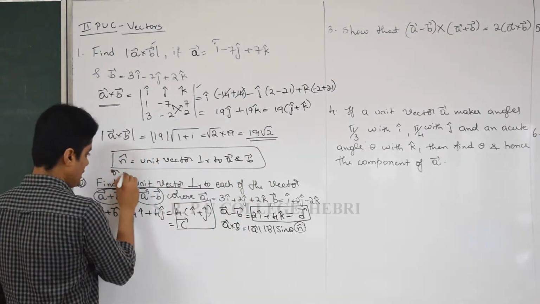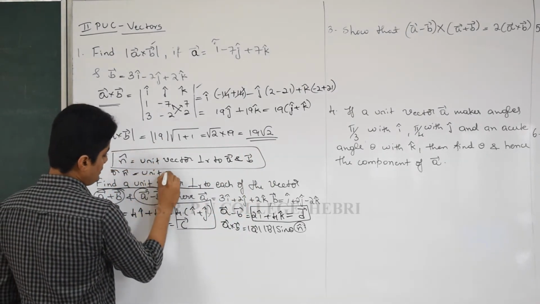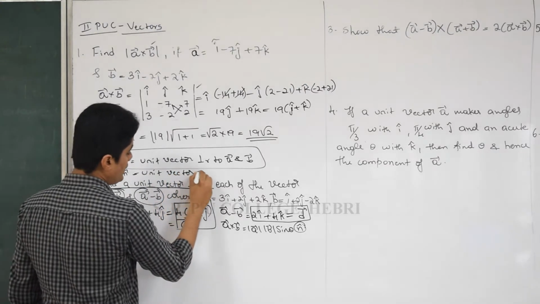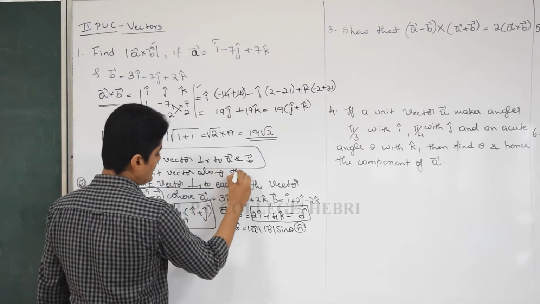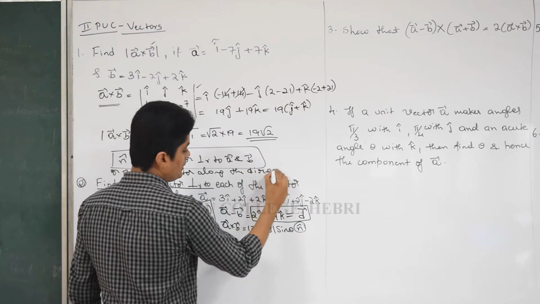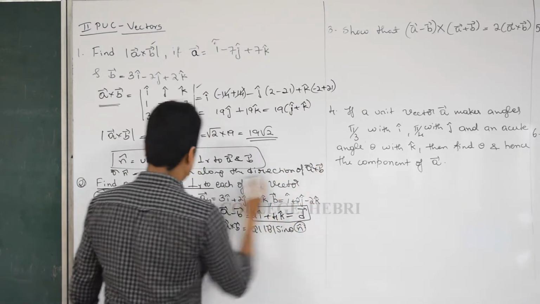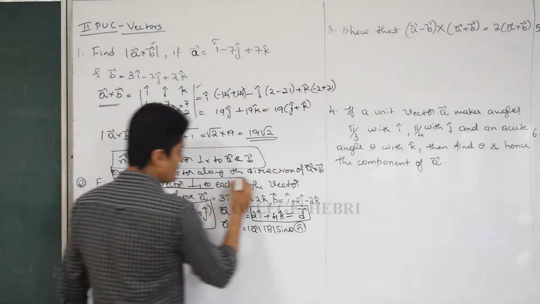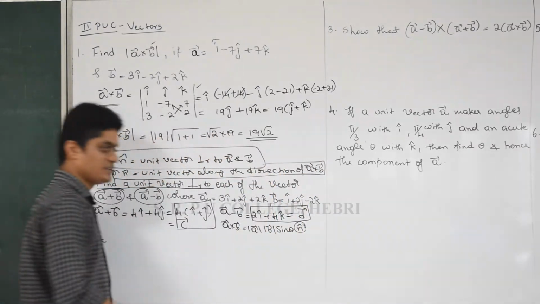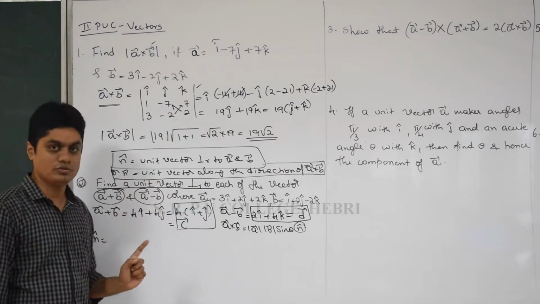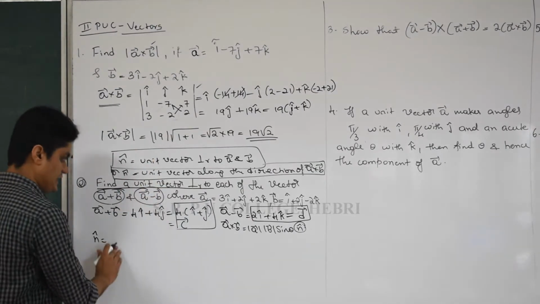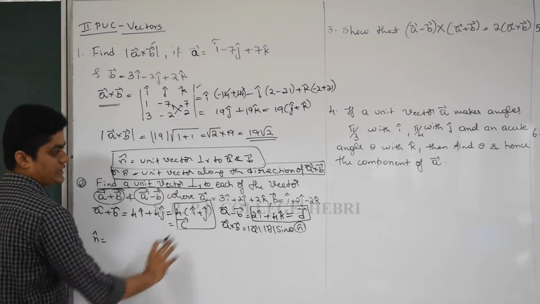n cap is a unit vector along the direction of vector A cross B. Remember this, it is the same thing. By definition this is true, no need to give any extra theory. So now I am using this concept: n cap is a unit vector along the direction of A cross B.